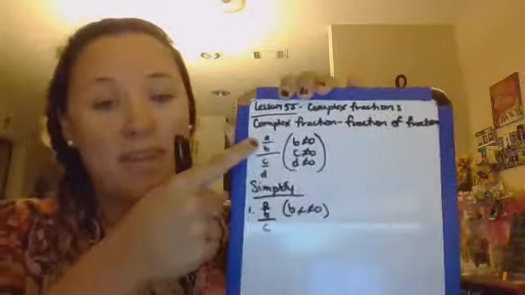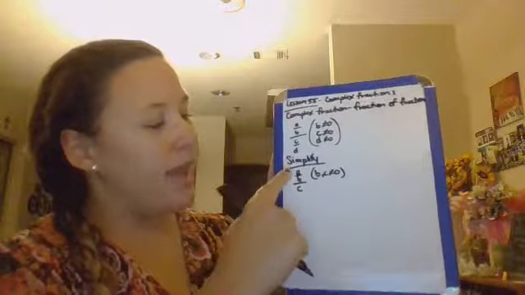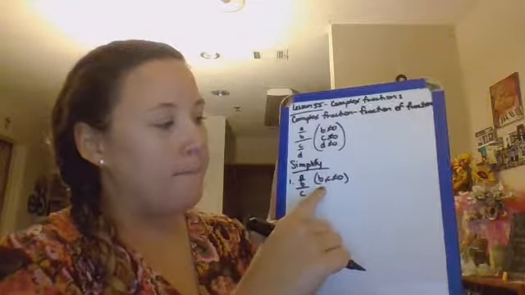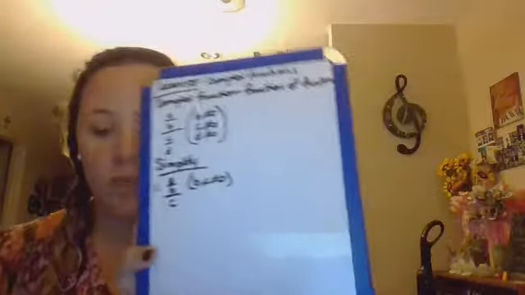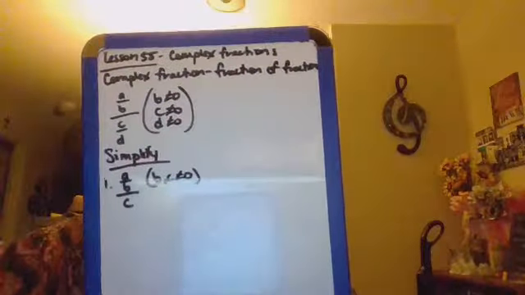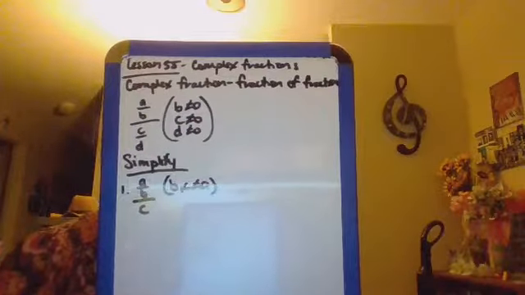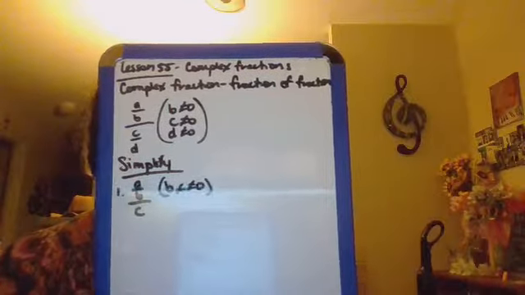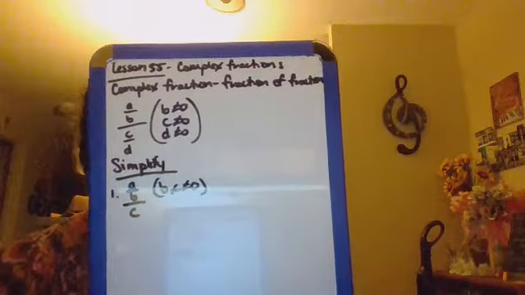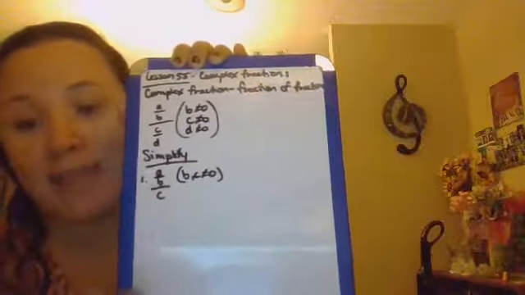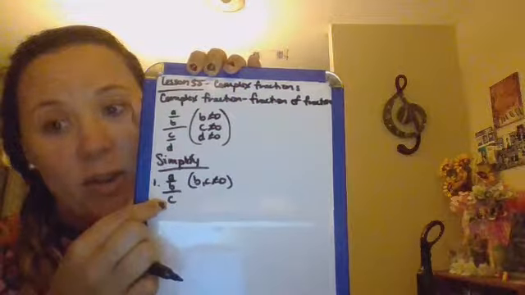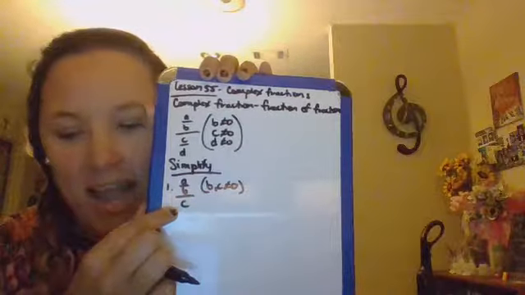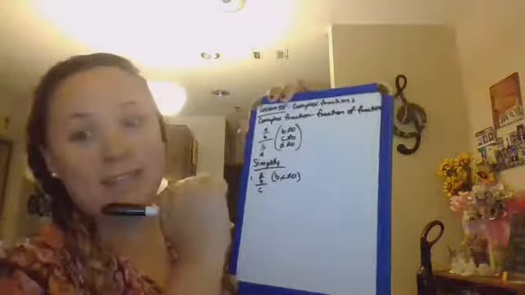So then our first problem is we have A over B as a fraction over C, and B and C are not equal to 0. In order to simplify complex fractions, we need to multiply both the numerator and the denominator by the reciprocal of the denominator to change the original equation. I know, a whole lot of words. So what does that look like?